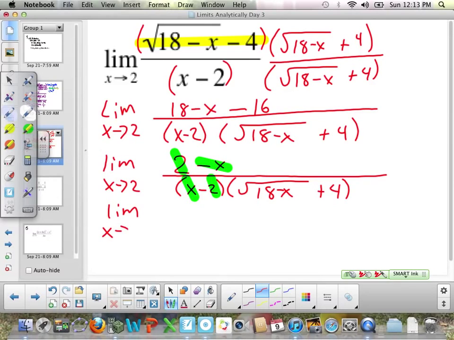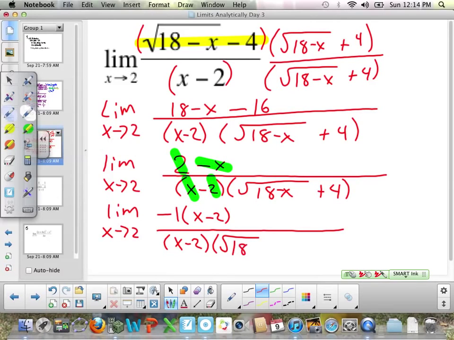As x approaches 2, we'll factor negative 1 from the top. If we factor negative 1, that changes the signs. And we'll have negative 2 plus x, which if we reorder, we get x minus 2. And now our top matches our bottom by factoring out that negative. The rest of the bottom stays the same. X minus 2's now cancel.